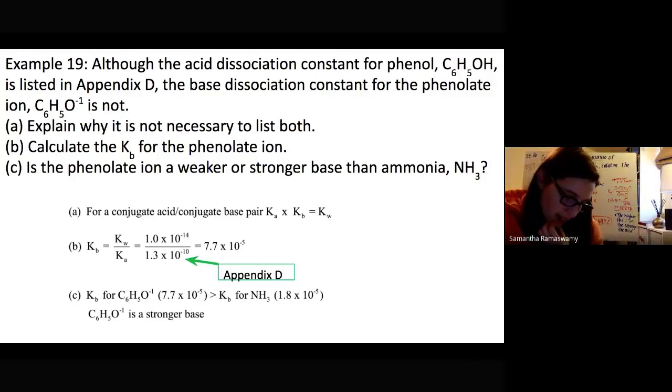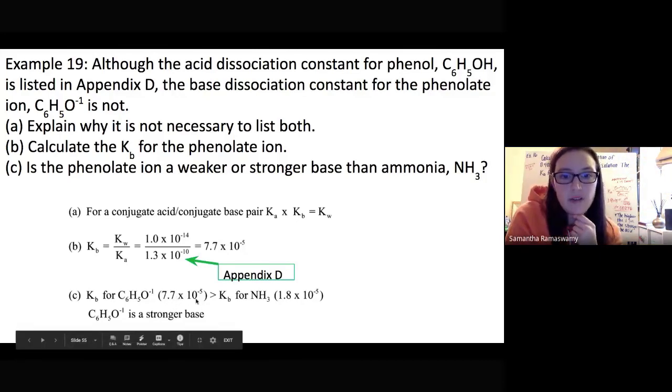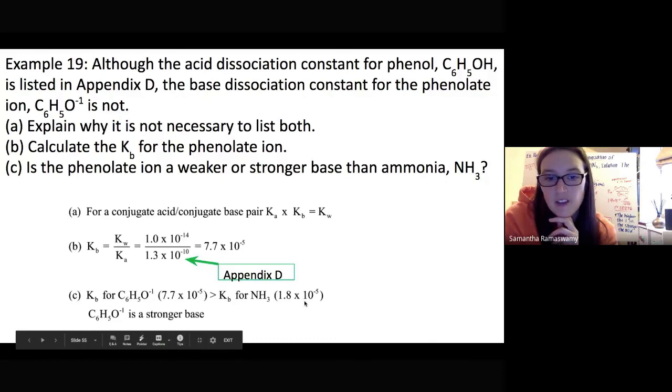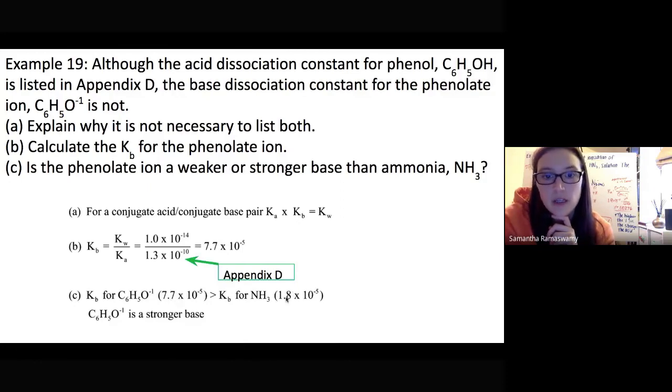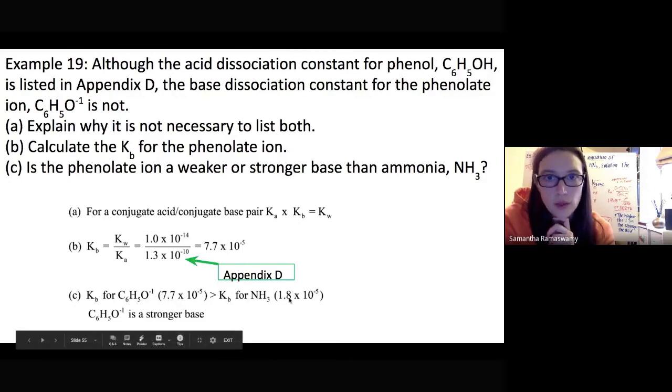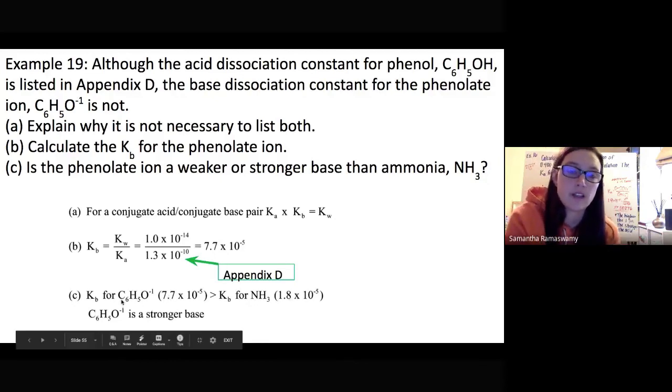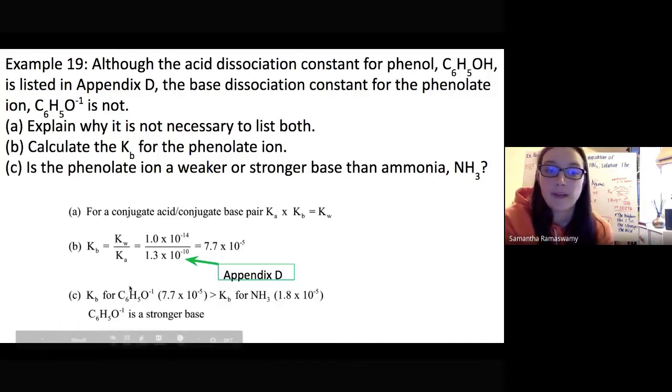So if we're comparing Kb, the Kb for phenolate is 7.7 times 10 to the negative 5th. We just calculated that in part B. Kb for NH3 is 1.8 times 10 to the negative 5th. So notice they're both times 10 to the negative 5th, so we're just going to compare the numbers in front of the scientific notation. 7.7 compared to 1.8. 7.7 is a greater number. So the Kb for phenolate is larger than the Kb for ammonia. That means that phenolate is a stronger base.